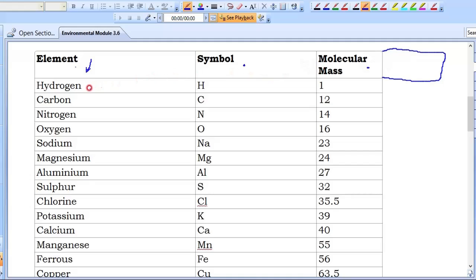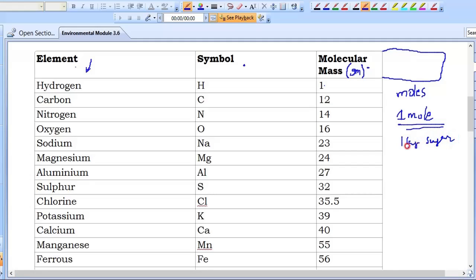Okay, now this is hydrogen, and hydrogen symbol is H, and its molecular mass is 1. And molecular mass means what? In chemistry you should know that whatever we measure, we don't measure it in terms of gram or in terms of kg and all. We will be measuring always in terms of moles. Okay, 1 mole means what? If you go to any general store you can ask for 1 kg sugar, right? 1 kg sugar you can get, but when you go to the chemistry store, there you cannot get 1 kg hydrogen. You need to tell them 1 mole of hydrogen.